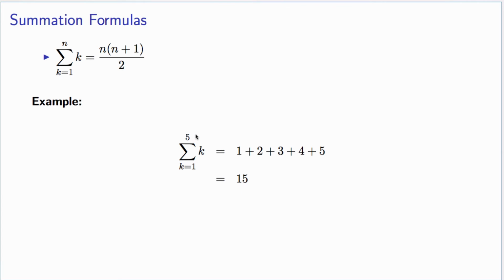And now our formula tells us, since our n was equal to 5, that this should be equal to 5 times 5 plus 1, which is 6, all over 2. Let's check that. 5 times 6 is 30, over 2 does in fact give us 15.